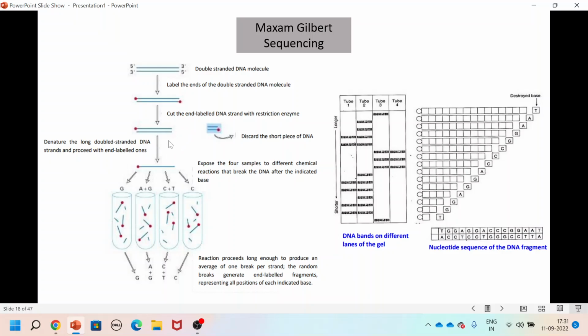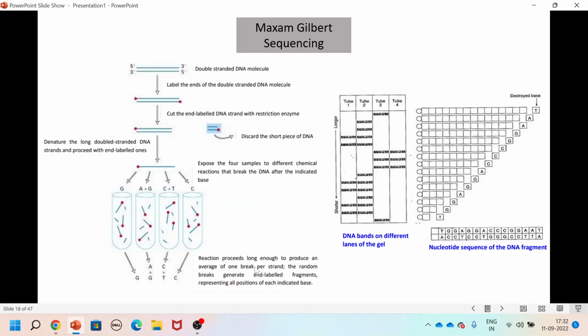The long DNA molecules are denatured, and after that, these single-stranded molecules are incubated in different reaction tubes, which consist of different chemicals. In the first reaction tube, the cleavage will occur wherever G is present. In the second reaction tube, there will be a cleavage wherever there is an A or a G. Similarly, in the third reaction tube, the chemical degradation will occur wherever there is a C or a T present in our template, and in the fourth tube only where there is a C, it will get cleaved.